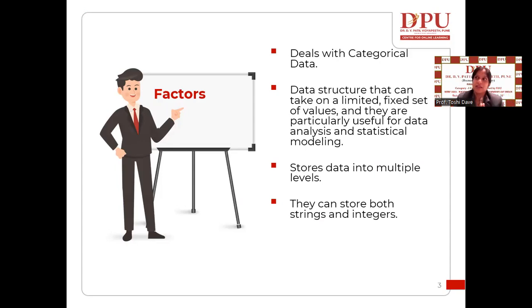Factors are only applicable to those features or attributes that have very limited values. For example, marital status: either a person will be single, or married, or separated, or divorcee. So these are the limited values for the marital status feature. If I talk about gender, then gender can be male, female, or others.